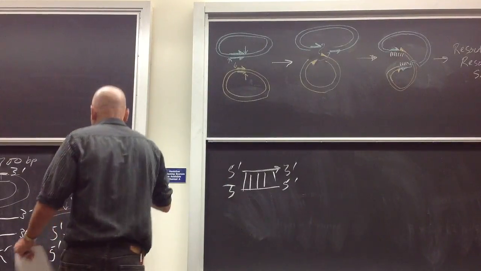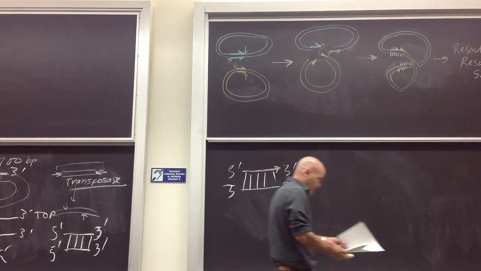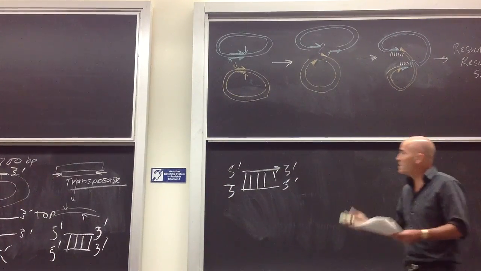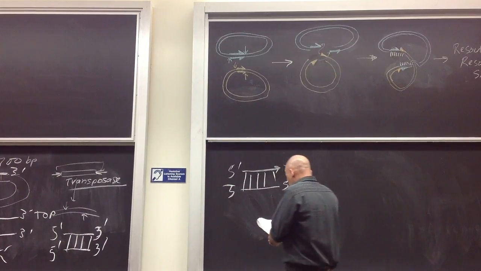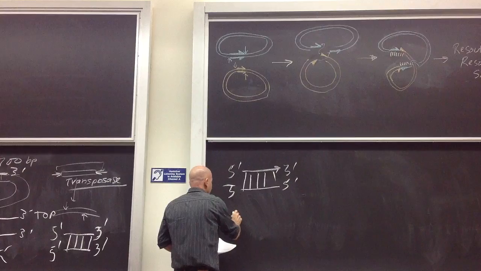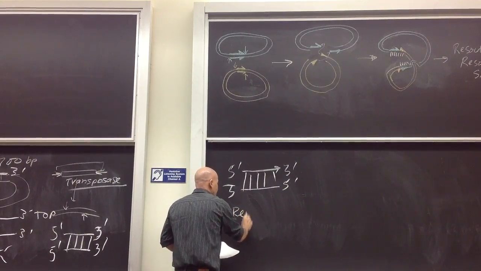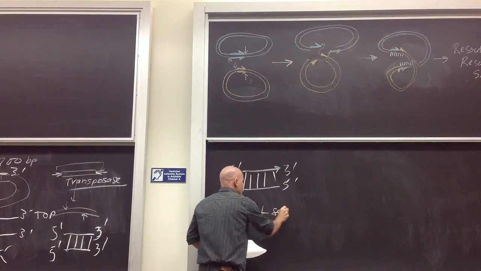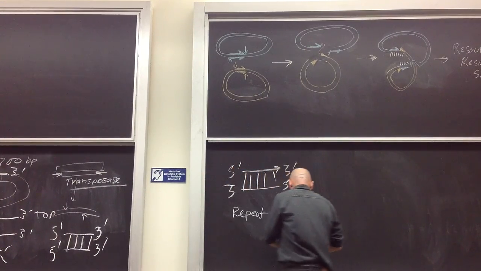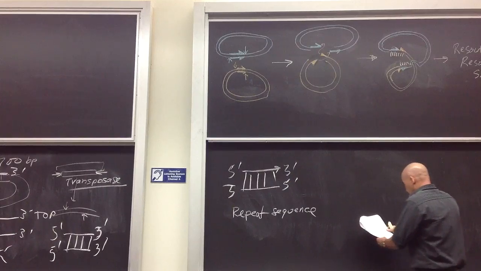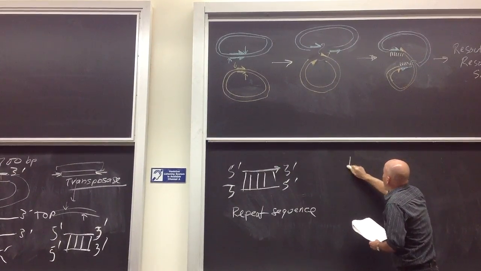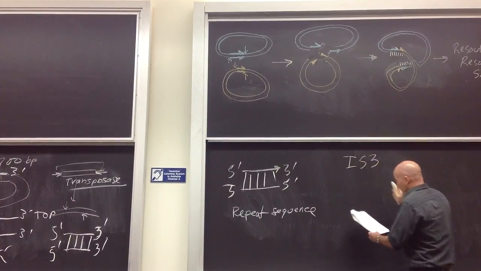Hopefully that makes sense. Okay, so what about transposition? When transposition happens, normally we see a characteristic repeat sequence where they're inserted. So what I mean by that, let me give you an example. Here's an example. This is a transposon insertion sequence 3, IS3.